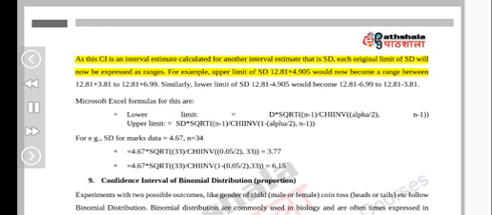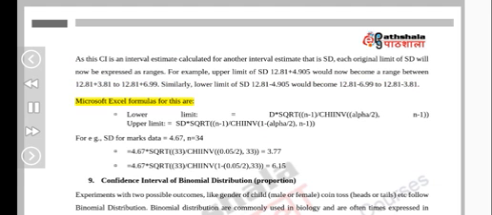As this CI is an interval estimate calculated for another interval estimate that is SD, each original limit of SD will now be expressed as ranges. For example, upper limit of SD 12.81 plus 4.905 would now become a range between 12.81 plus 3.81 to 12.81 plus 6.99. Similarly, lower limit of SD 12.81 minus 4.905 would become 12.81 minus 6.99 to 12.81 minus 3.81.